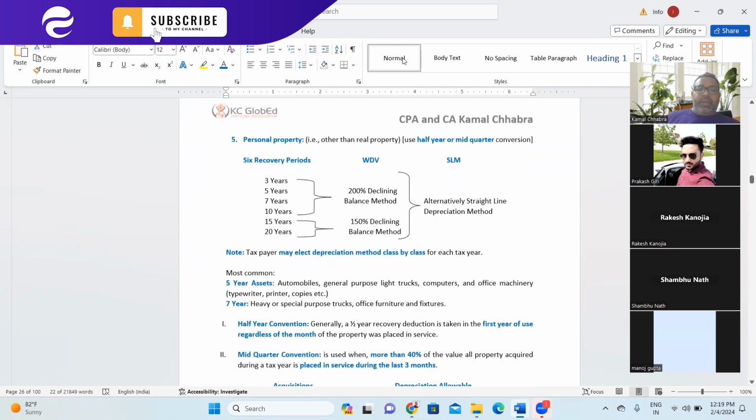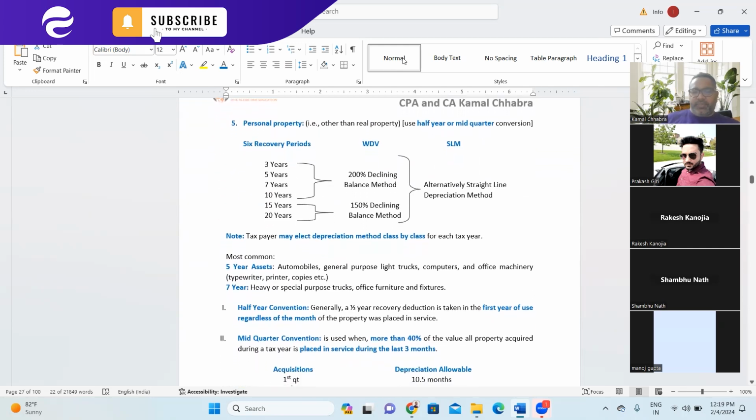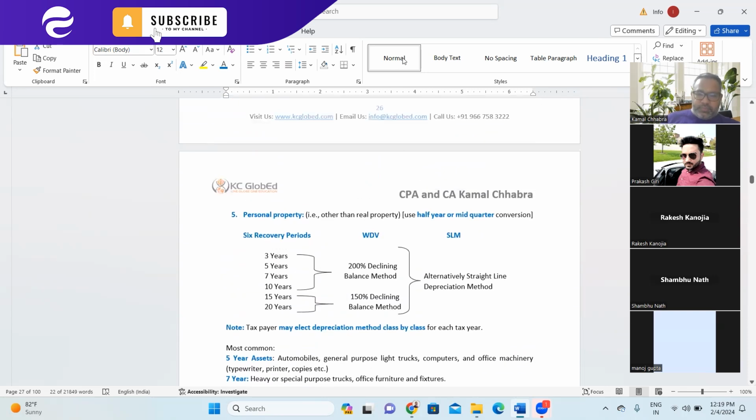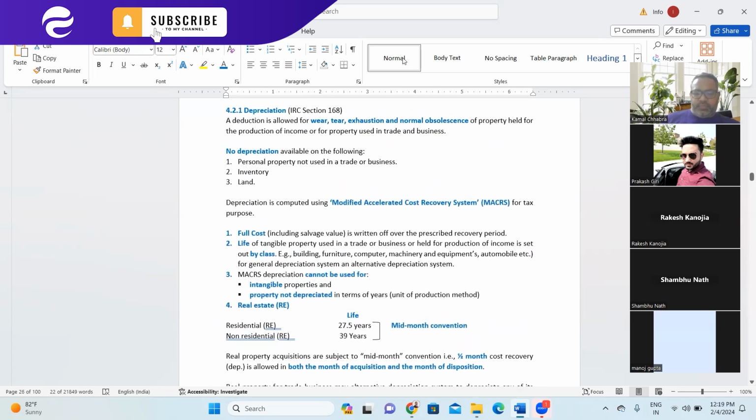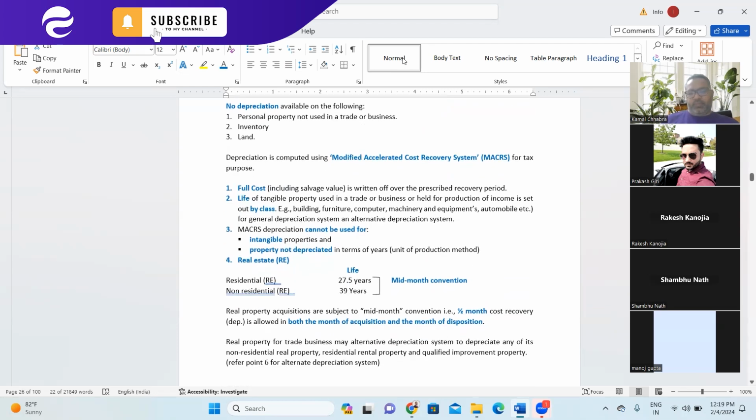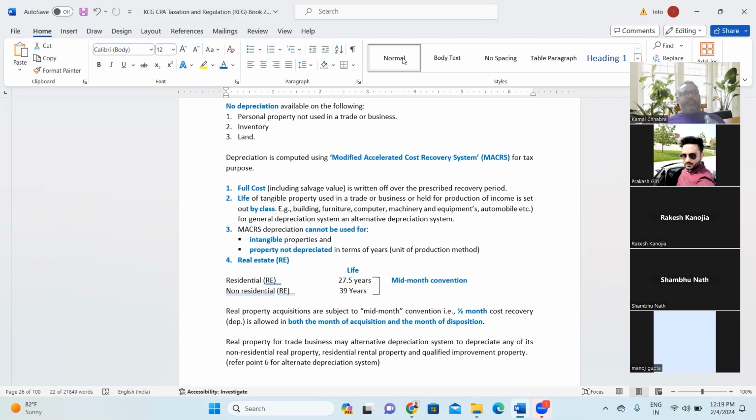Next is personal property. Sir, I have one question. So we are referring to the month of acquisition for depreciation. So here there is no concept of put to use or actual usage? Put to use, yes, put to use.